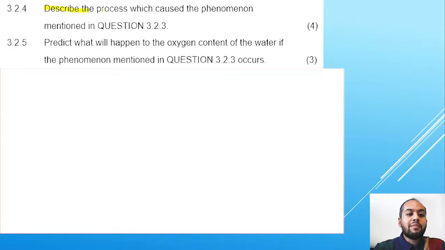3.2.4 says describe the process which caused the phenomenon mentioned in question 3.2.3. So this question is for 4 marks. You are describing it, so you need to give a detailed description. You are describing the process of eutrophication. Very important, you need to know this.